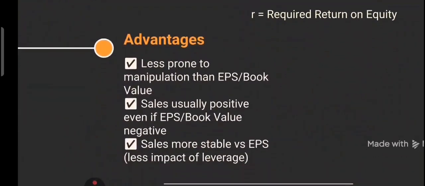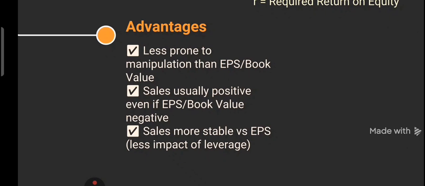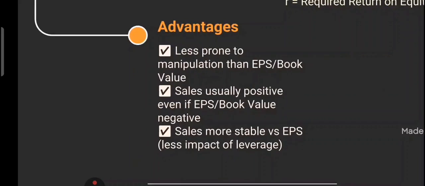Now what are the advantages of using P/S? Very important: it is less prone to manipulation than EPS or book value. Then sales numbers remain positive and stable. Sales are usually positive, and remain stable even when earnings fluctuate. Last point, sales are less impacted by the debt level compared to earnings. I told you, this is the most reliable ratio, P/S.